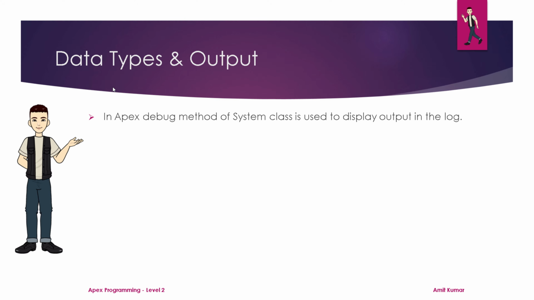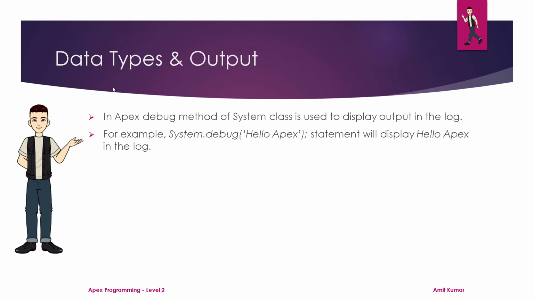We are going to talk about data types and output. In Apex, the debug method of the System class is used to display output in the log. It is not like other languages where we have simple output on the console. Here we give output in the form of an execution log, using the debug method of the System class. For example, if we write System.debug and within the parentheses and single quotes we pass 'hello apex', that statement will display hello apex in the log.